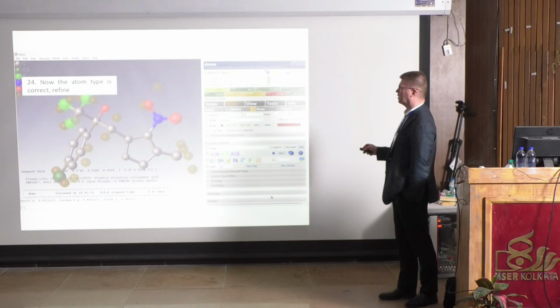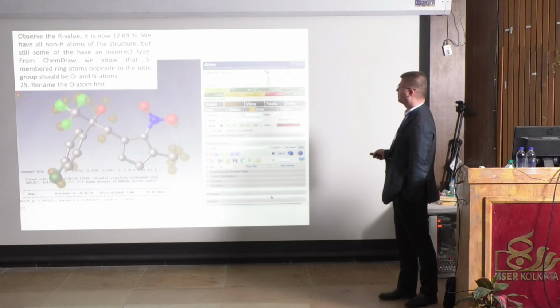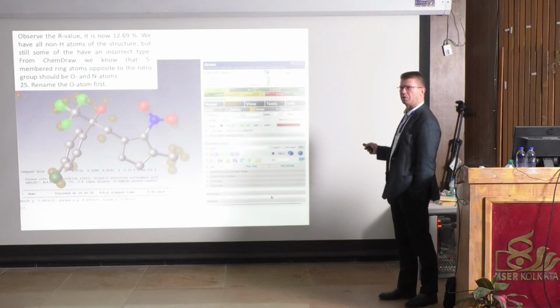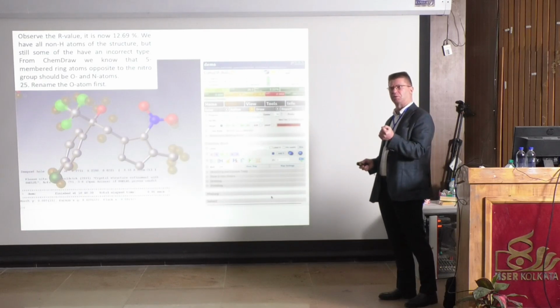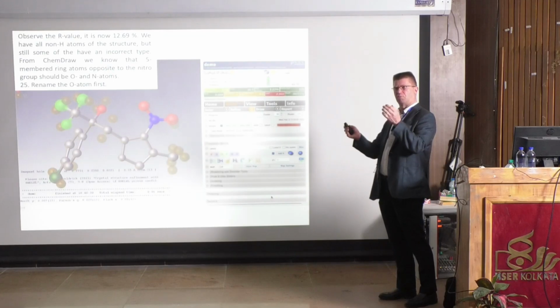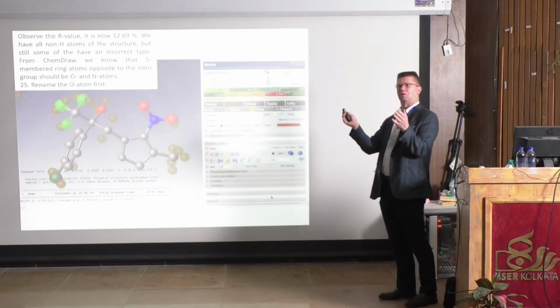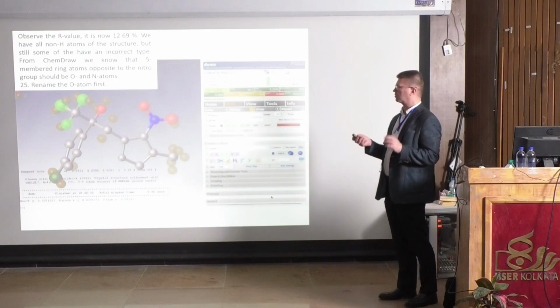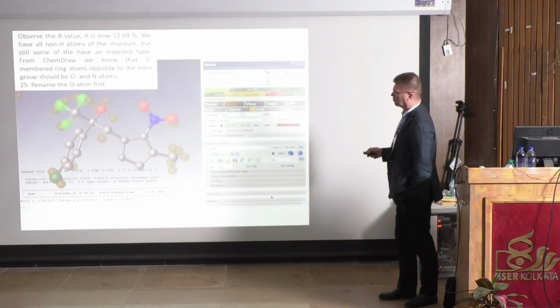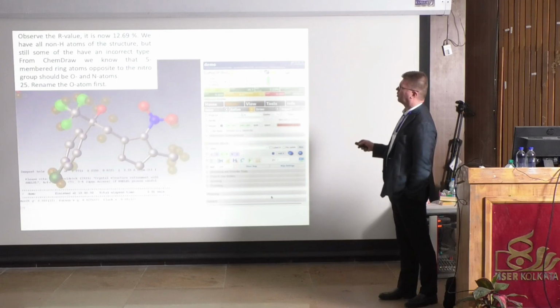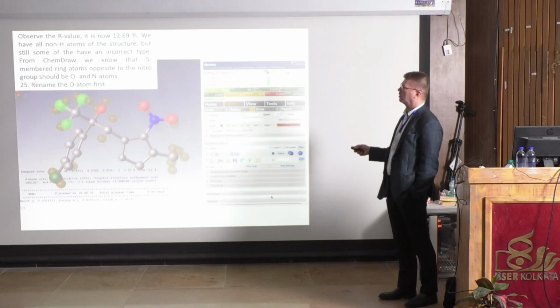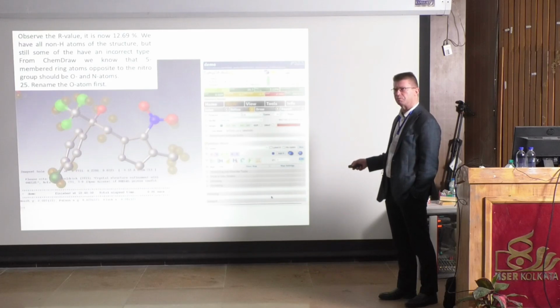The value changes now that the atom type is correct, refine. The point is, the R value went down. So when we have correct atom types in the correct positions, our model, so this is what we see here, fits better with the data. This is actually what we are doing. Now we have a correct atom type here, it's there. So observe our value is now, we have all the non-hydrogen atoms and some are still of incorrect type. So from the ChemDraw, we know that the 5-membered ring atoms opposite to the nitro should be O and nitrogen. And now they are carbons.